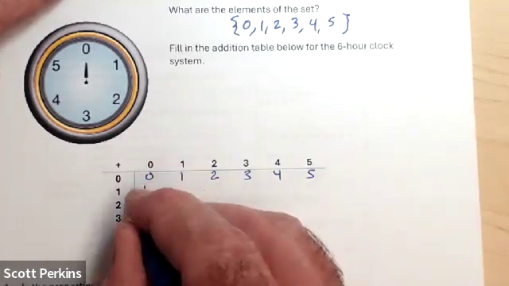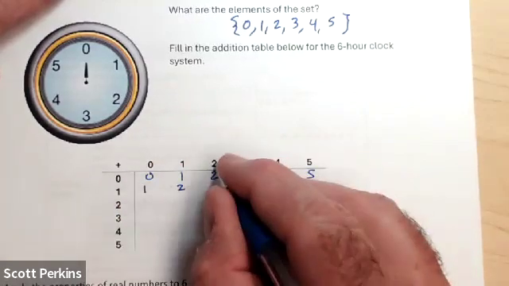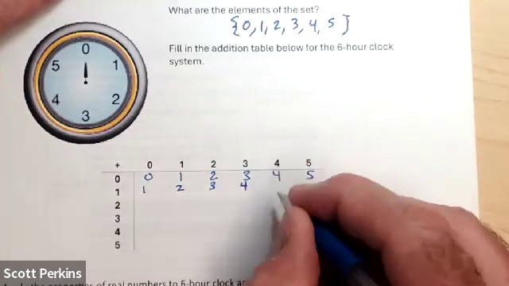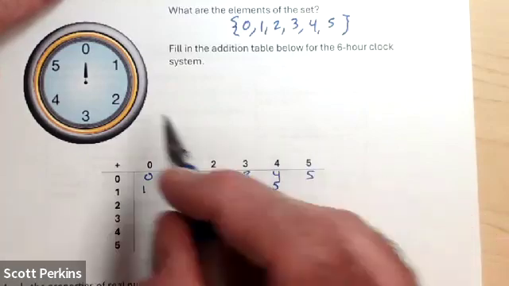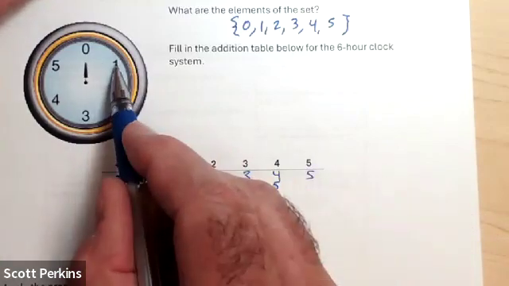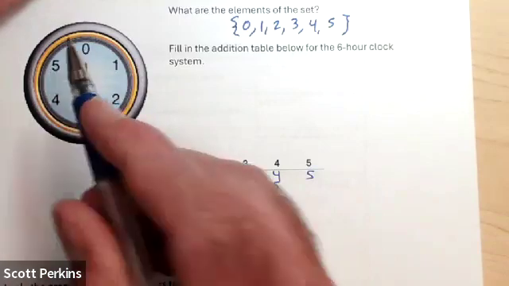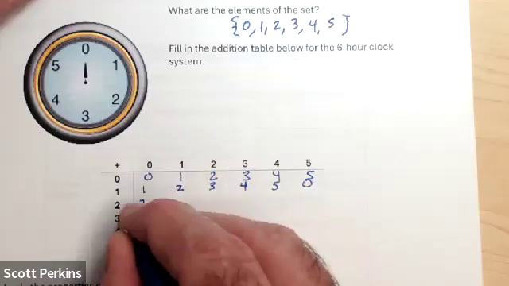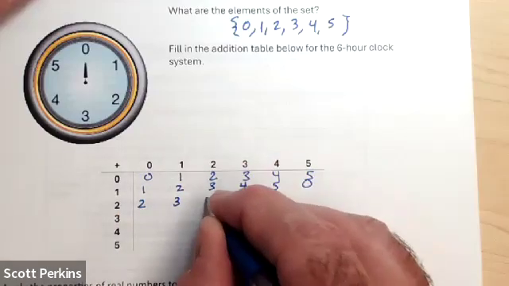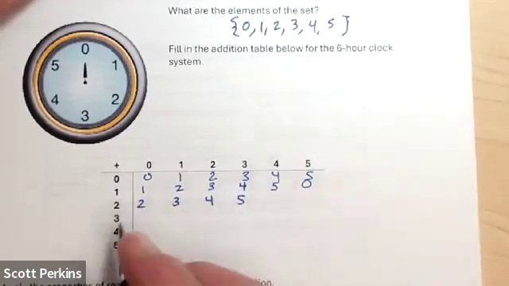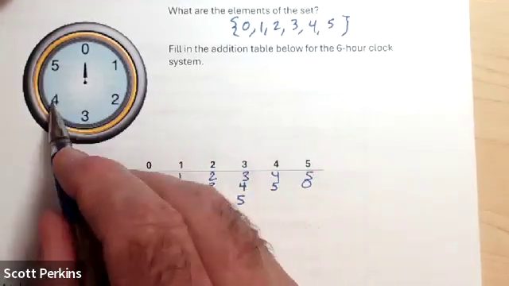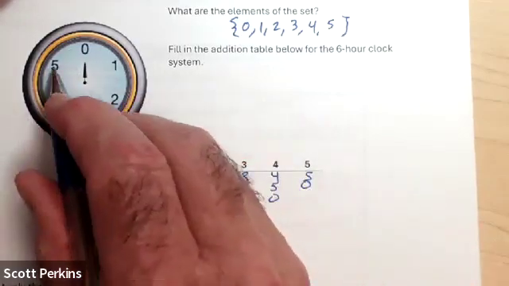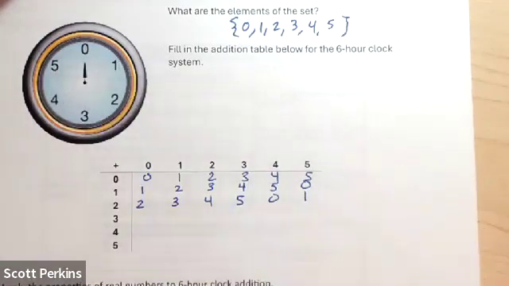1 plus 0 is 1. 1 plus 1 is 2. 1 plus 2 is 3. 1 plus 3 is 4. 1 plus 4 is 5. And then 1 plus 5. Now 1 plus 5 is not 6. 1 plus 5, 1, 2, 3, 4, 5 is 0. All right, 2 plus 0 is 2, 2 plus 1 is 3, 2 plus 2 is 4, 2 plus 3 is 5, and then 2 plus 4, so 2, 1, 2, 3, 4 is 0, and then 2 plus 5, 1, 2, 3, 4, 5 ends up at 1.